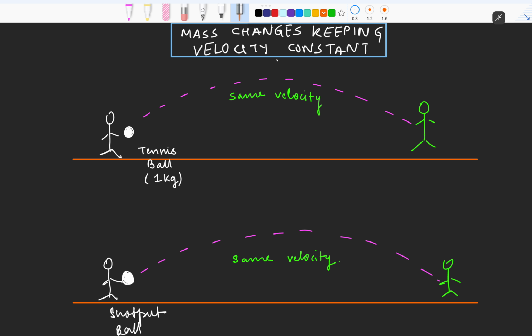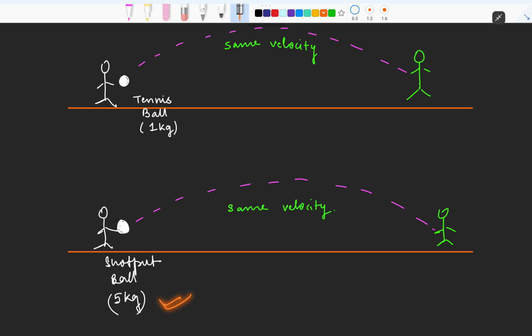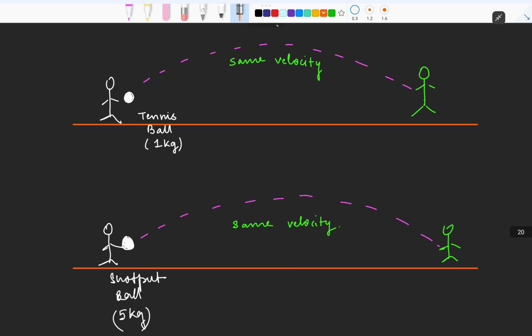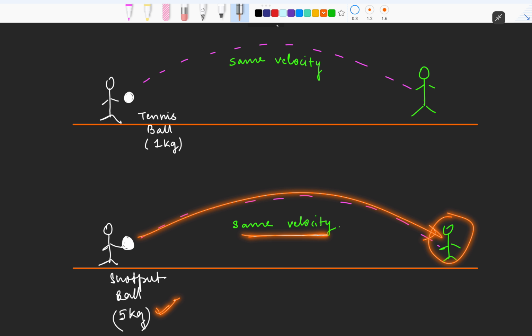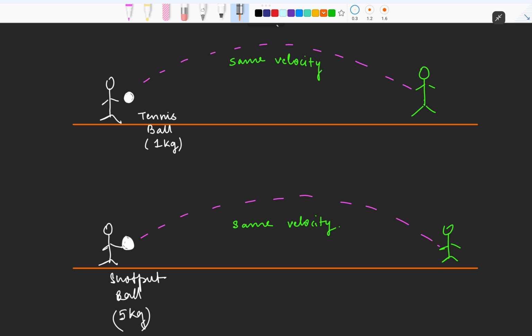Now, the same scenario, but let's just change the ball to a shot put ball. Okay, now in this case, your friend throws a 5 kg shot put ball but with the same velocity at you and you catch this ball. Now tell me logically, which ball would you require more force to catch? Clearly this ball. The ball with higher mass, you will require more force to catch, and it will be easier to catch the tennis ball, right?